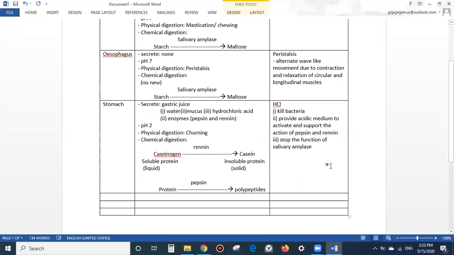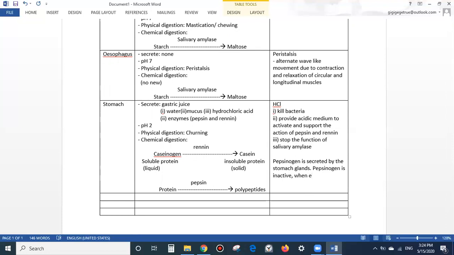Pepsinogen is secreted by the stomach's glands. Okay? Pepsinogen is an inactive form. Pepsinogen is inactive, so it needs the HCl to activate it. Correct.